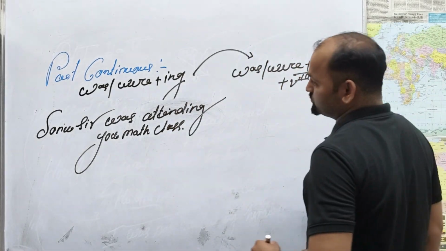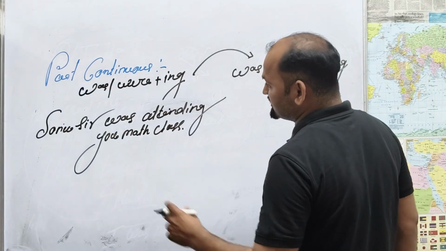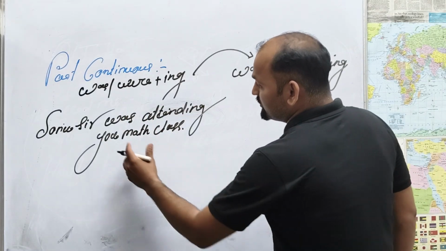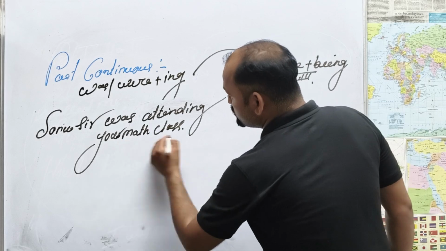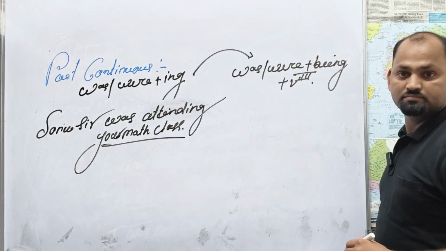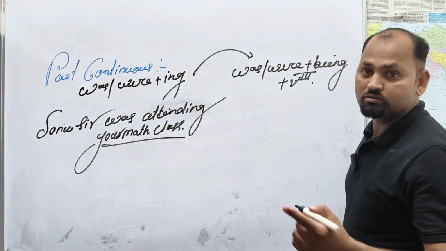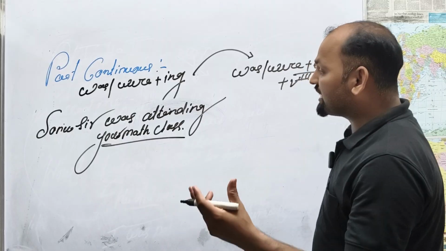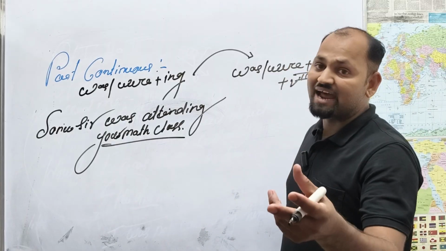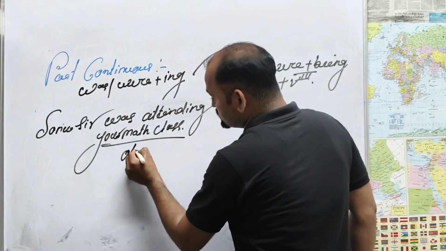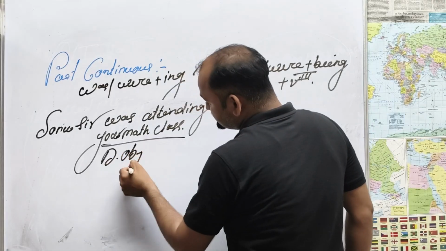Let me change it into the passive voice. Sonu sir was attending. What attending? Your maths class. This is a direct object. We can say this is your direct object.